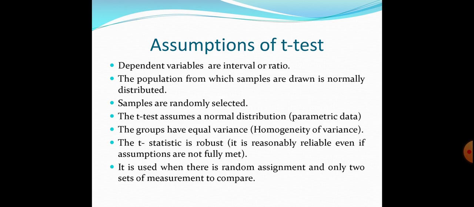The groups have equal variances, that is, the homogeneity of variances is assumed in the t-test. The t-test is robust. It means it is reasonably reliable, even if the assumptions are not fully met. It is used when there is a random assignment and only two sets of measurement to compare. That is always applied on the pairs.